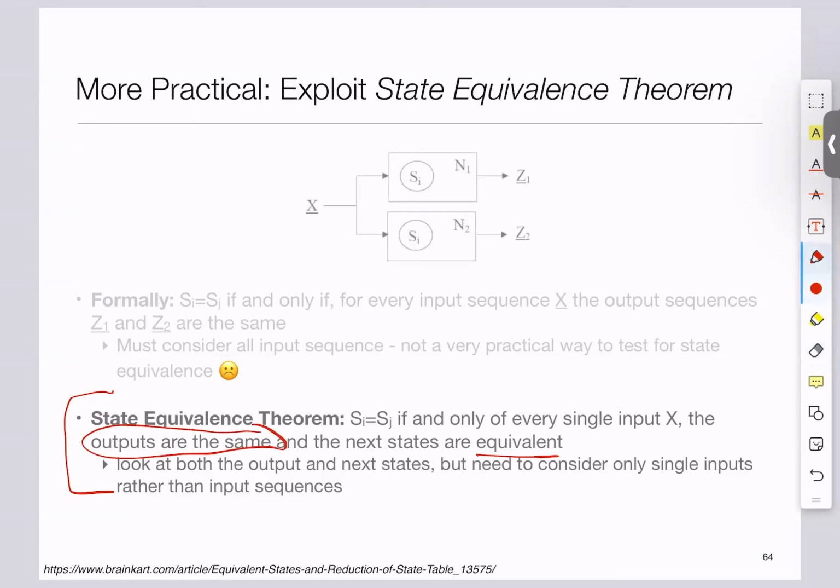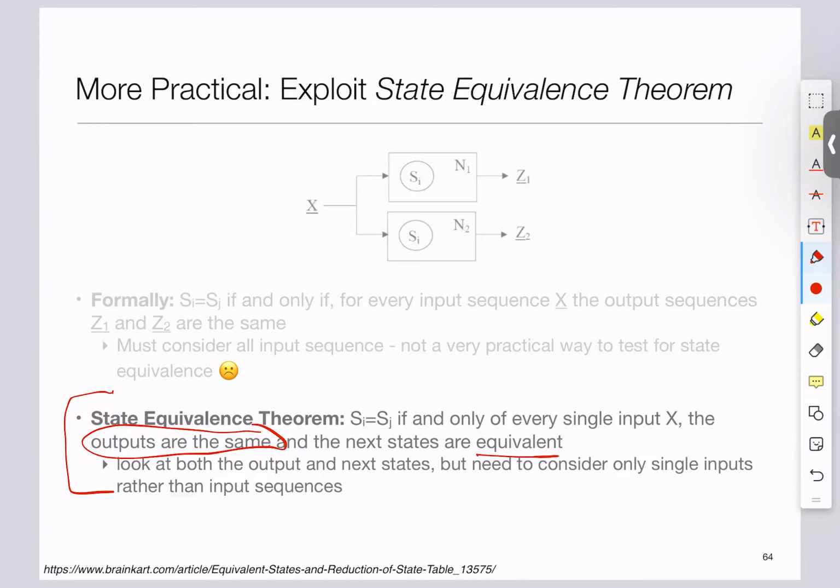So for every possible input in my input alphabet, I give the same token. Let's say possible inputs are 0 and 1. Then if the input is 0, SI and SJ produce the same output, and they go to states which are equivalent or the same. And likewise, we do the same thing for input equal to 1.